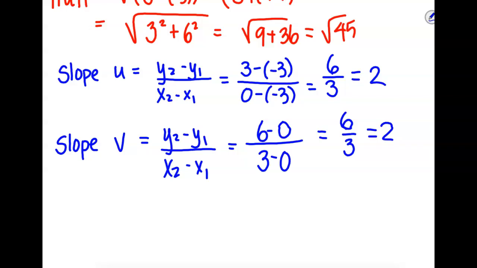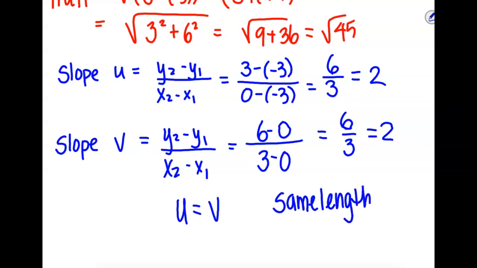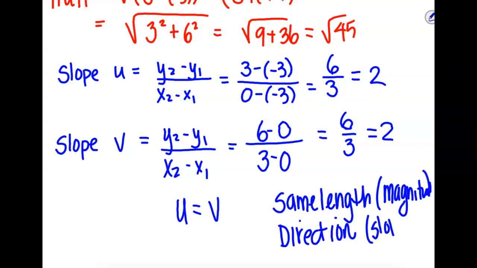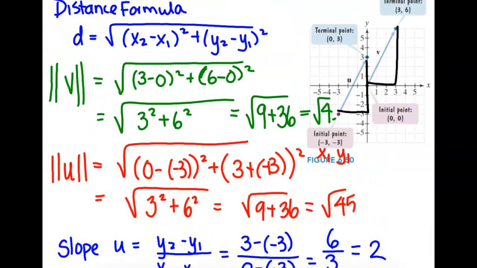So in order for us to show that these two vectors are equal, vector u equals vector v, we need to show they have the same length, magnitude, and the same direction, their slope. So we're looking for the magnitude and the slope. So these two vectors are the same. They're just in different places on our coordinate plane.